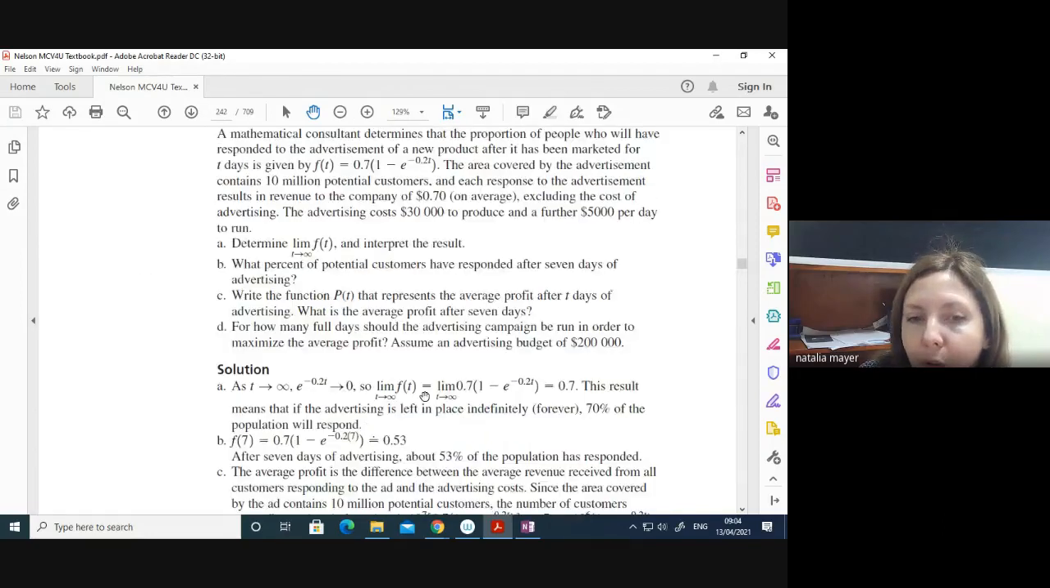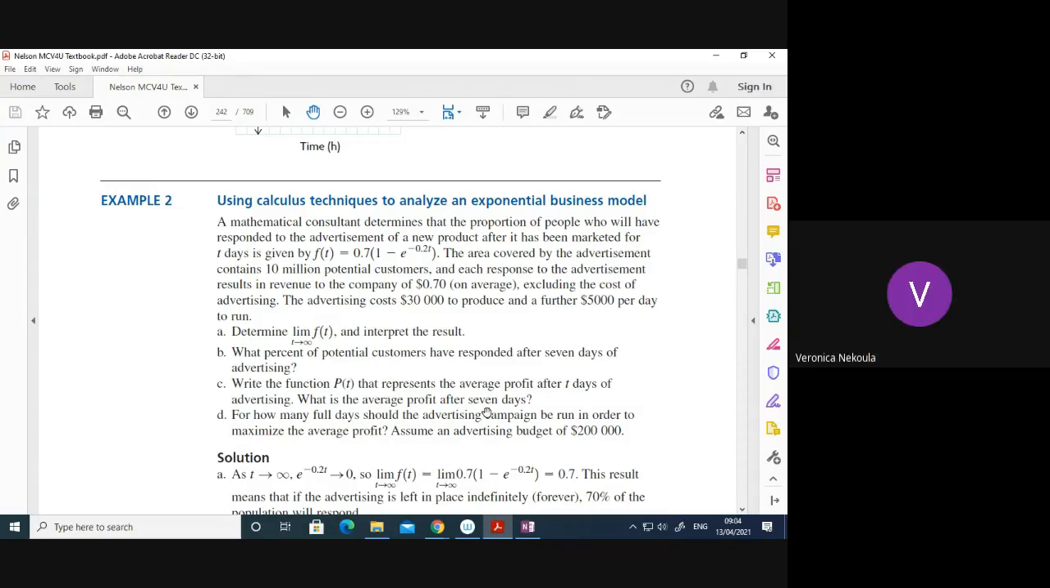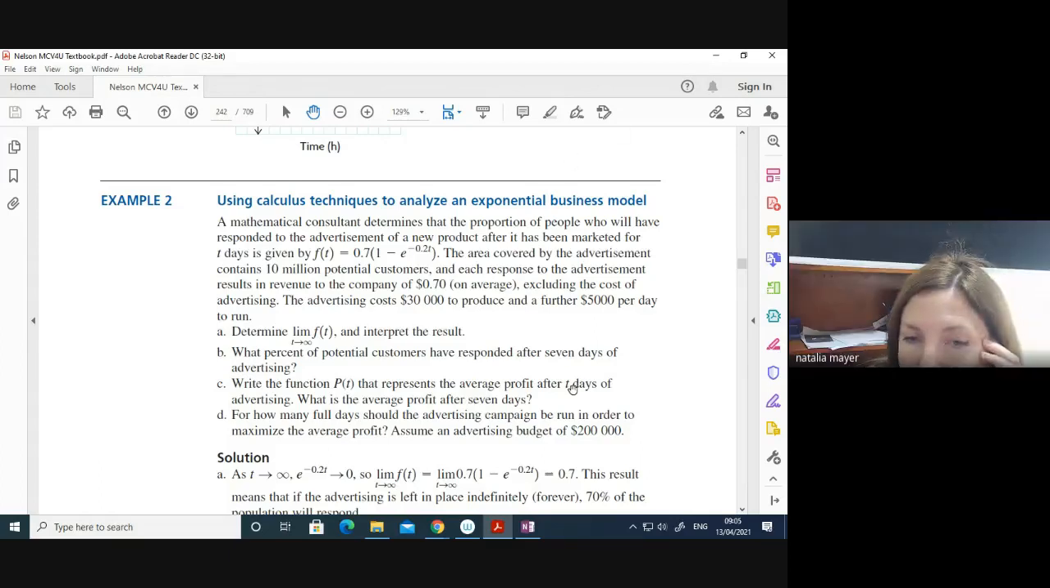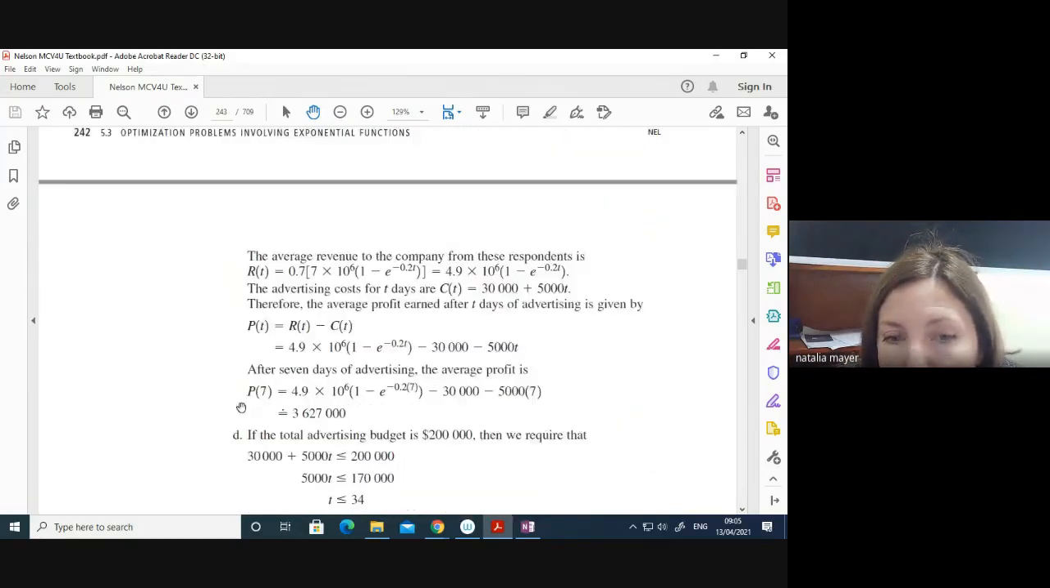So we have modeled the profit function and we need to answer the question, what is the average profit after 7 days? If they're asking us what's the average profit after 7 days, what are you supposed to do? We just do a P of 7. P of 7, exactly. So to find the average profit after 7 days, you just need to sub in 7, right? So if you sub in 7, you get this profit.